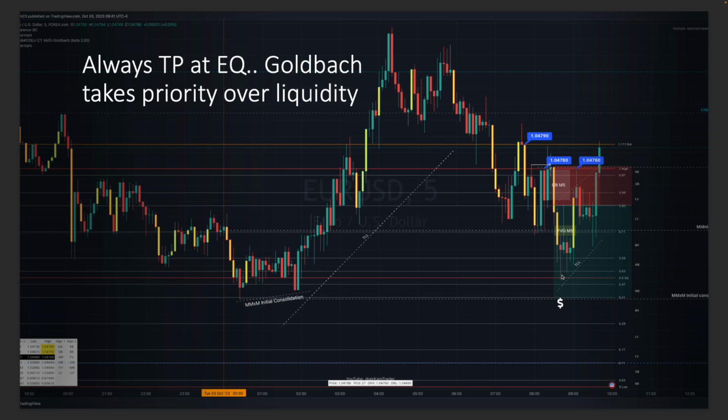And this will give us our 1.93. We do not take partials. We do not leave runners. We take the 1.93 every time we get it. This is how you build your account.